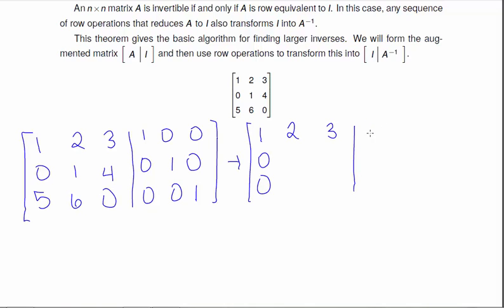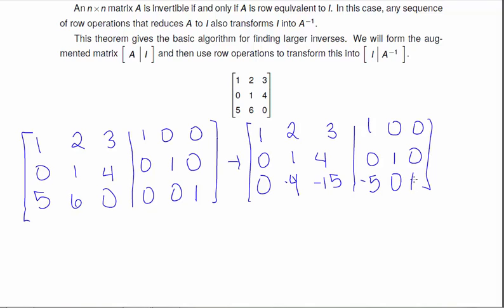So the first row will be left alone, and so will the second for now. We'll do this by doing -5 row 1 plus row 3. So -5 plus 5 is 0. -10 plus 6 is -4. -15 plus 0 is -15. And -5 plus 0 is -5. 0 plus 0 is 0, and 0 plus 1 is 1.